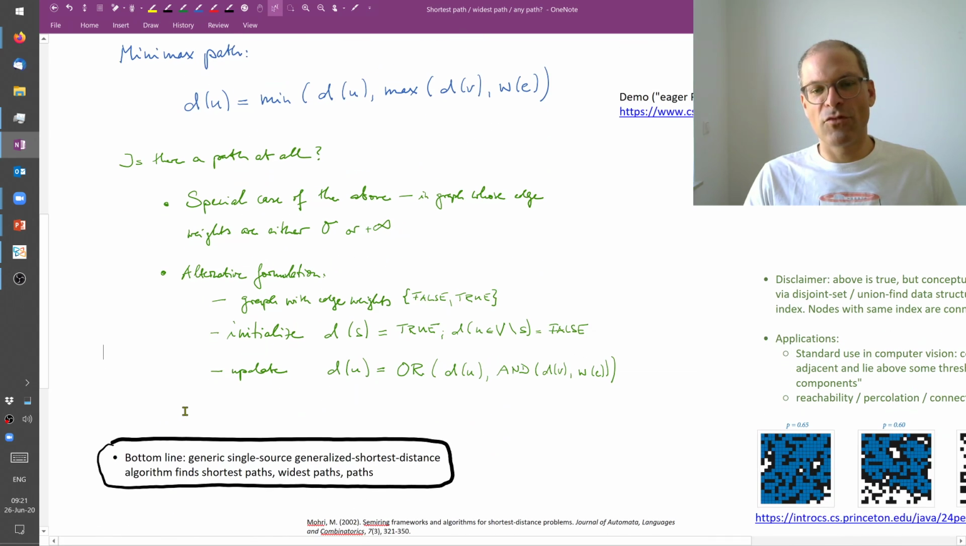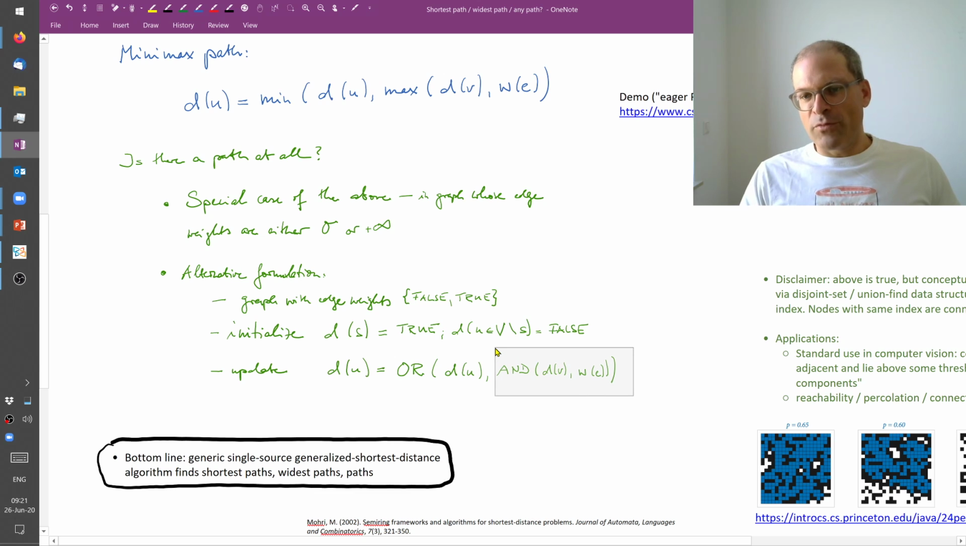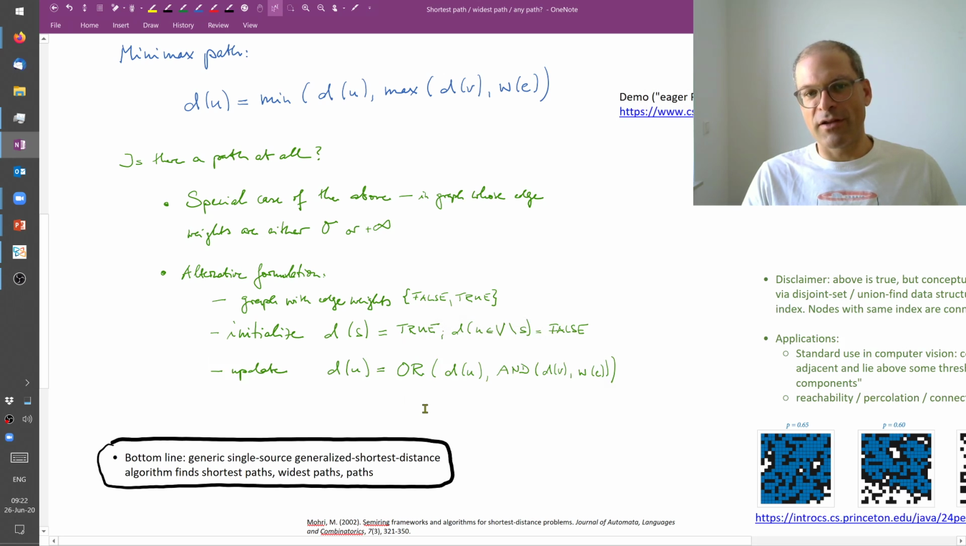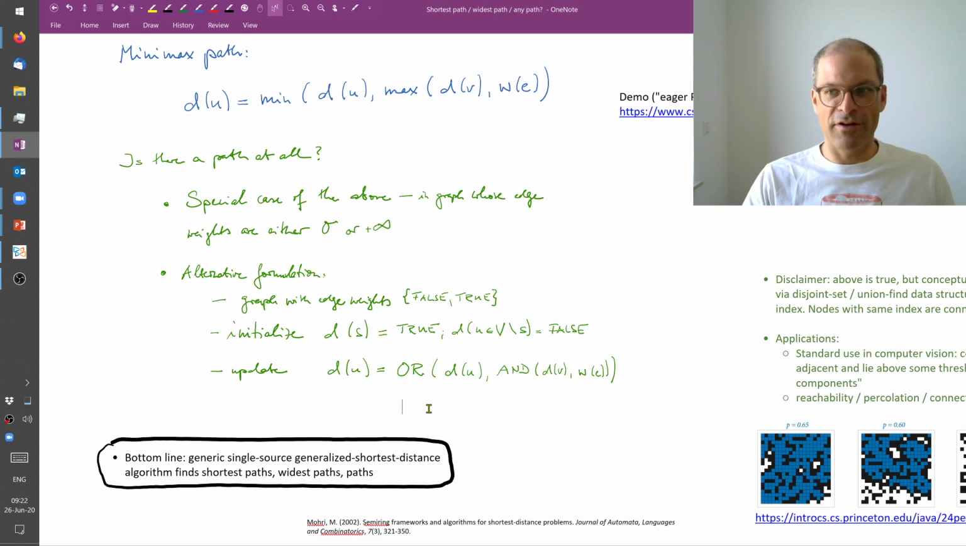And we then update with the following statement. So along a path, each single edge has to be true. This is what the AND statement does. But if we consider many paths, then just one of them has to be true. That's what the OR statement does. And so this is yet another update rule, which solves yet another class of problems, namely the question: is there a connection at all between my source S and any other given node?